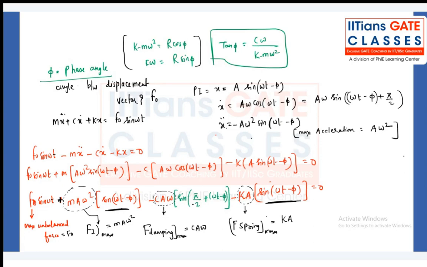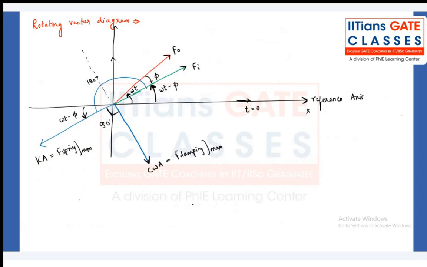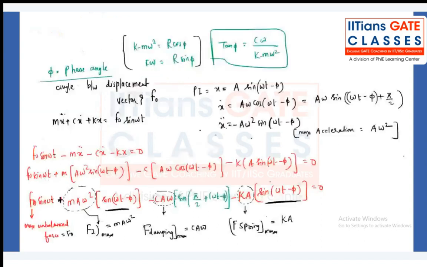Can I move to the next one? Please note down the rotating vector diagram. The first plot we have plotted: if you see the formula, F naught sine omega t, that means with respect to the horizontal, this angle is omega t. F naught. If you see the second term, omega t, but there is an angle difference of phi.